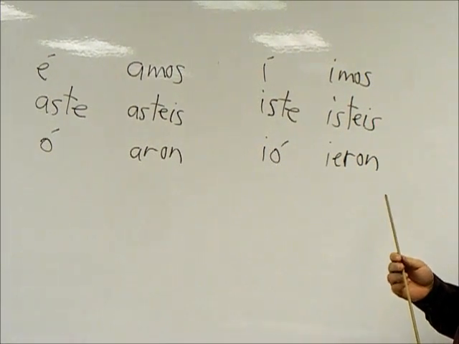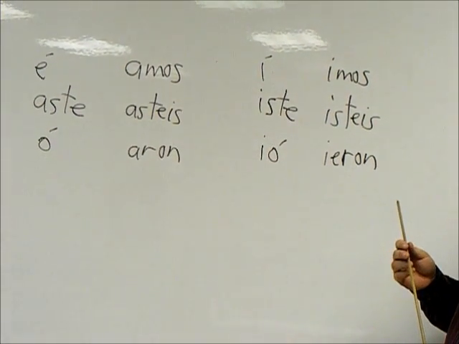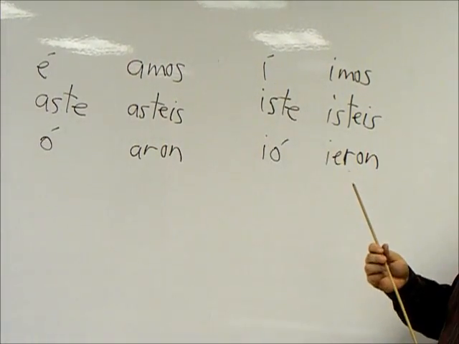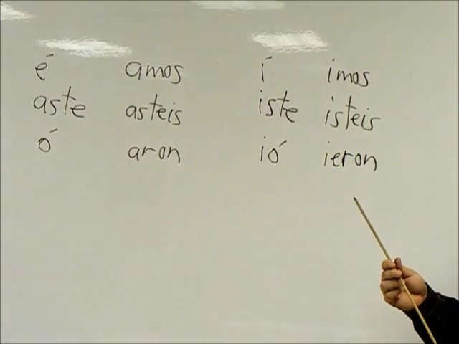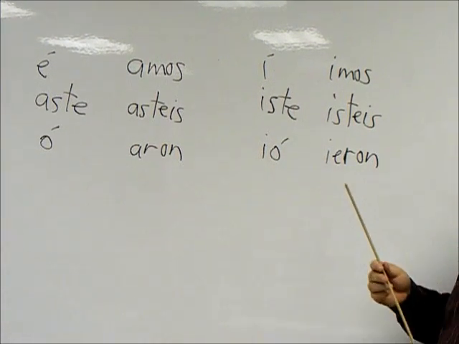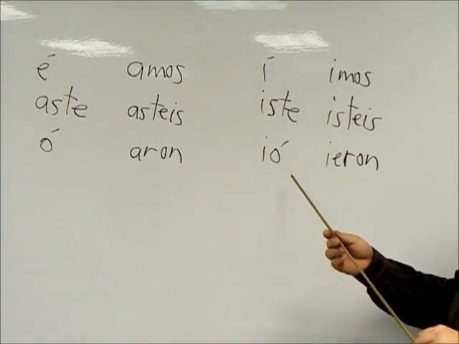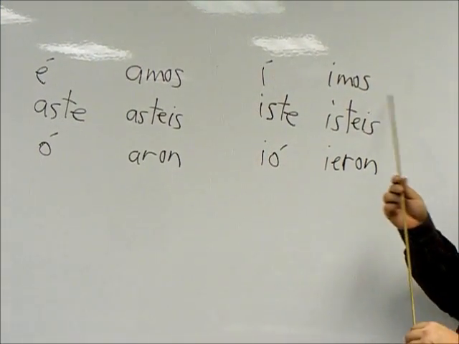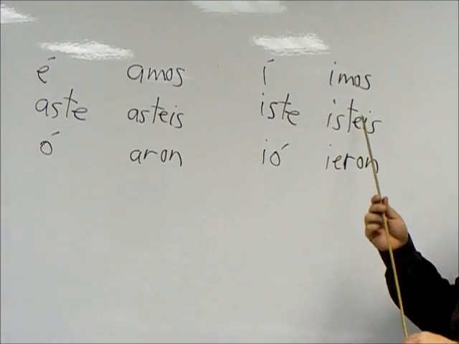There's the ER verb comer. Let's use an IR verb. Abrir, to open. Yo abrí la ventana por la noche. I opened the window in the night. ¿Abriste tú la ventana? Did you open the window? Él abrió la ventana. He opened the window. Nosotros abrimos la ventana por la noche. We opened the windows at night.